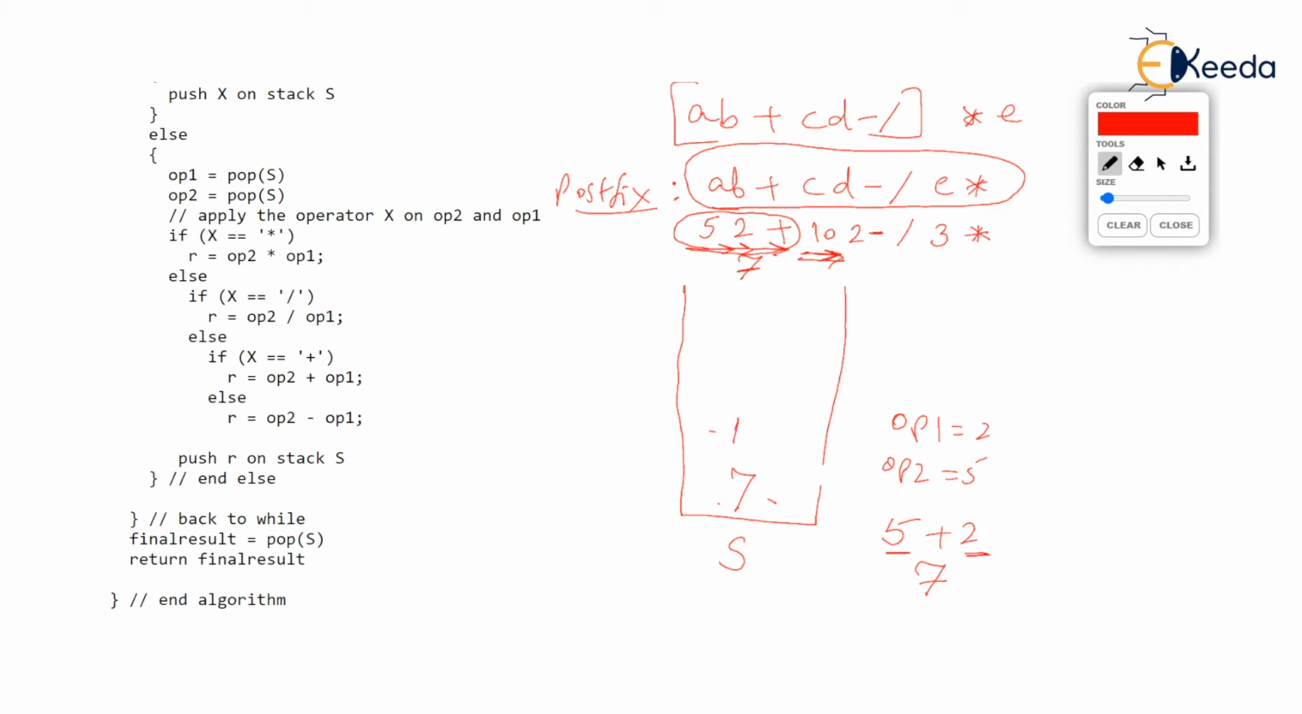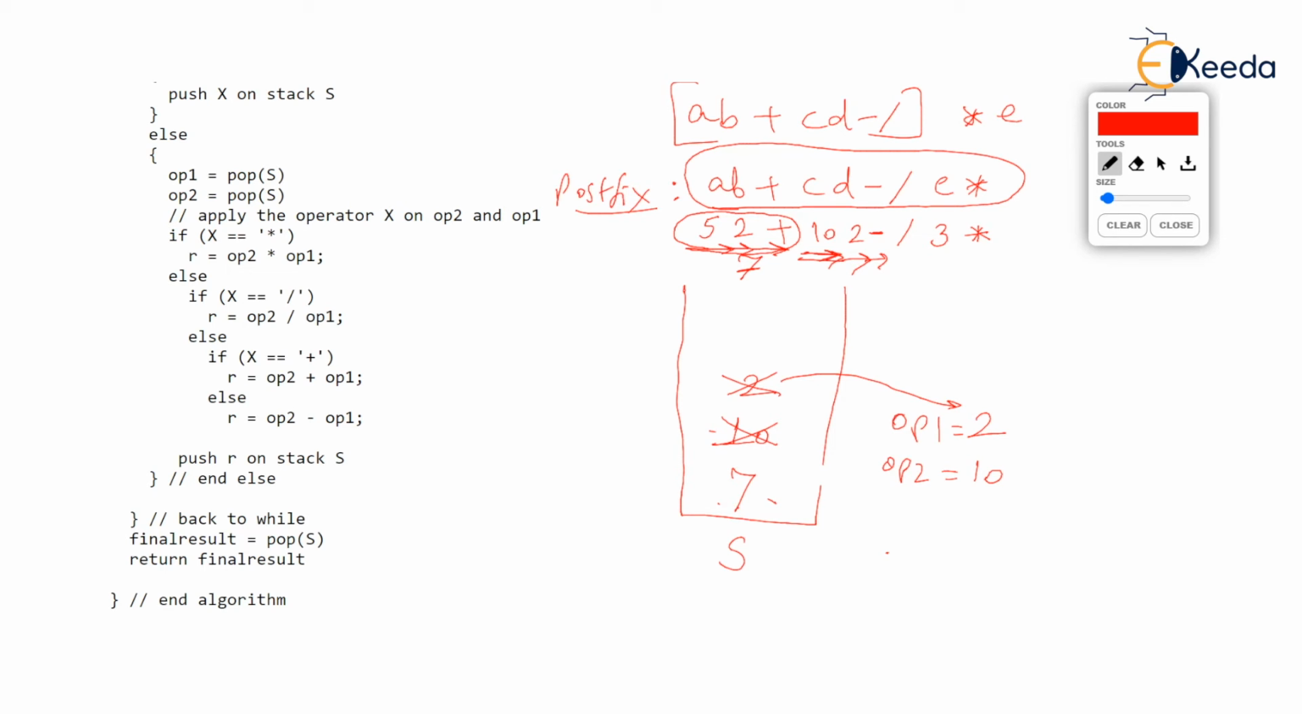10 is an operand, so you push it. Next token you get is 2. 2 is an operand, so push it. And now the next token you get is minus. Minus is an operator. As minus is an operator, you will execute two pop operations. 2 and 10 are popped out of the stack. So OP1 will be result of first pop and OP2 will be result of second pop. So OP1 is going to get a value 2. It was the result of first pop, and OP2 is going to be 10. It is the result of second pop.